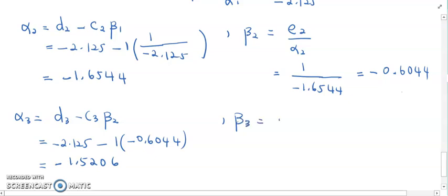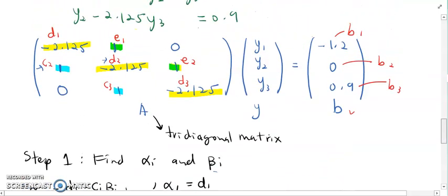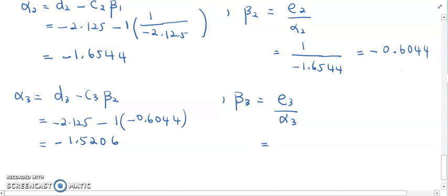And then we can find beta 3. Beta 3 is E3 over alpha 3. What is E3? We don't have any E3 in matrix A, meaning that E3 is undefined. So this term here is also undefined. We don't have any value for beta 3, so we can stop at alpha 3 only.